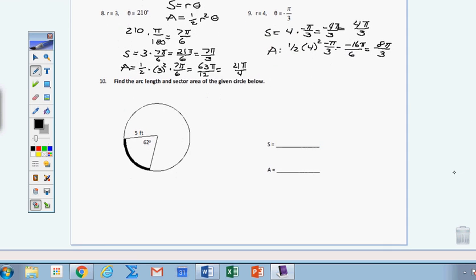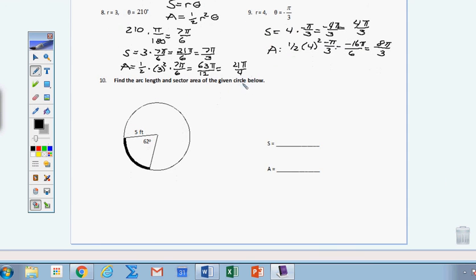All right, moving on to number 10. Find the arc length and sector area of the given circle below. We're looking for this arc length and this entire sector area. All right? So basically, based on the formulas that we were given, our arc length S equals r theta. Our r is 5, and our theta, let's convert that up here, 62 degrees times pi over 180. And that's going to equal 31 pi over 90.